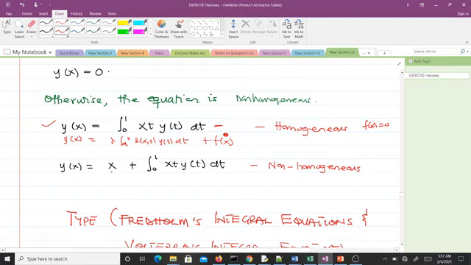But here you can see that our f of x is what? X. It's not 0. So we're going to have a non-homogeneous integral equation here. What we can see is very simple.